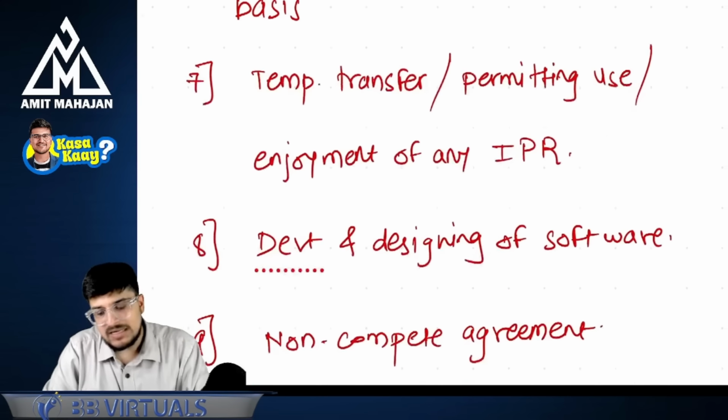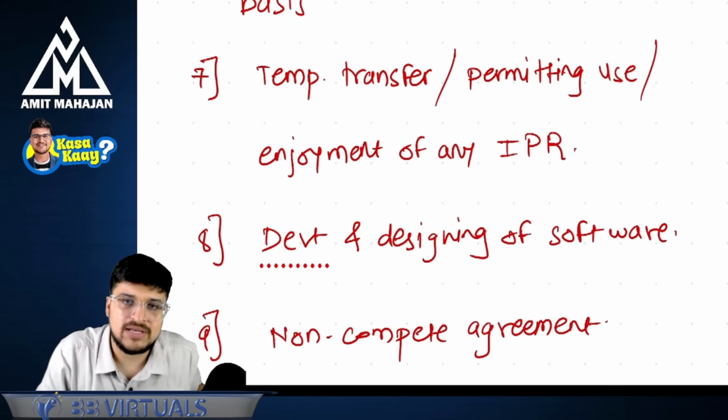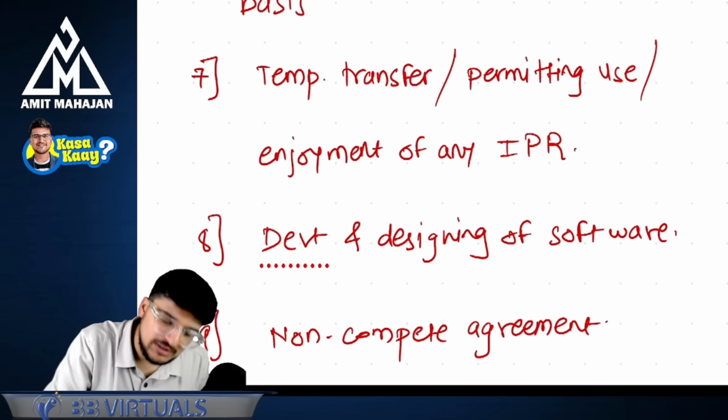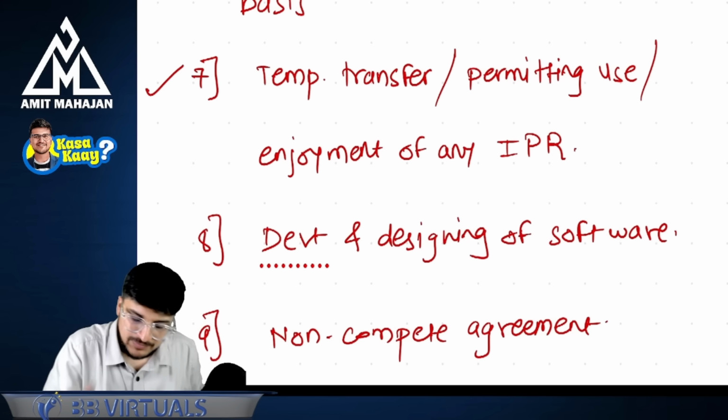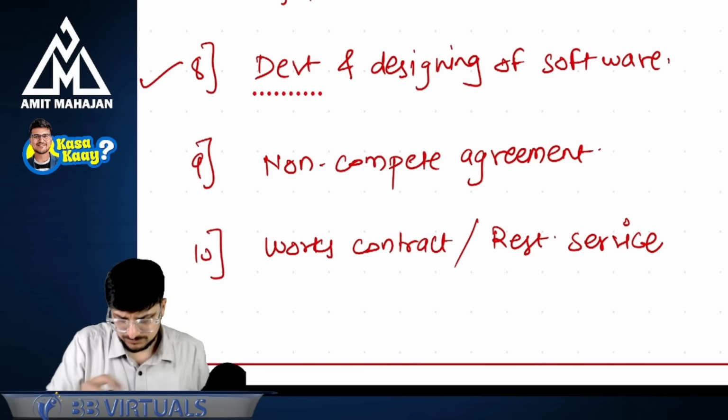Correct? Temporary transfer or permitting use or enjoyment of any intellectual property right. Temporary transfer has been made. It is what? Supply of service. Development design of software, of course, supply of service.